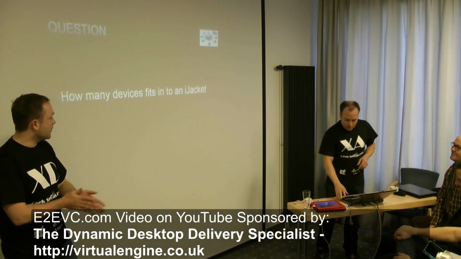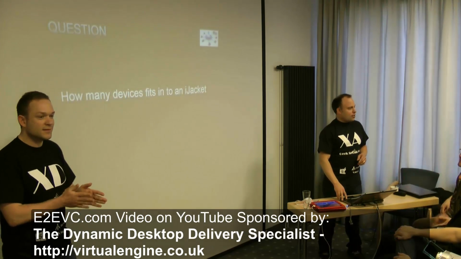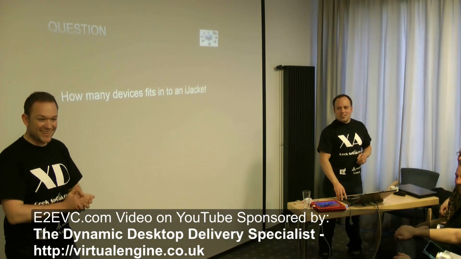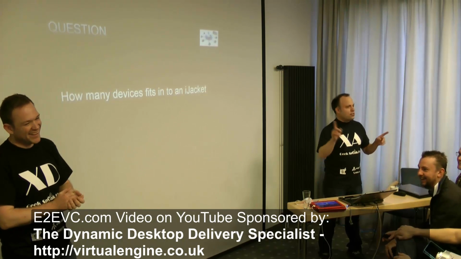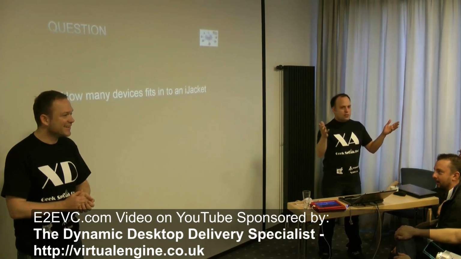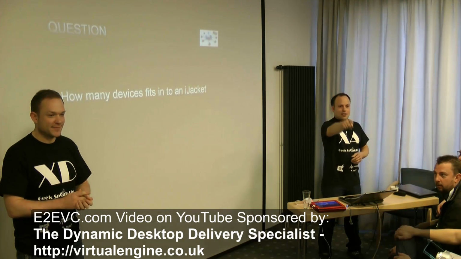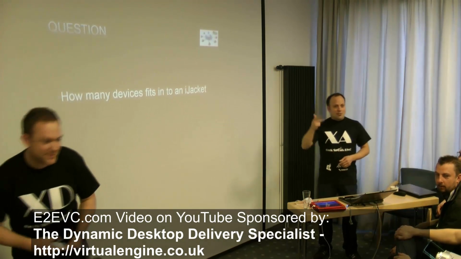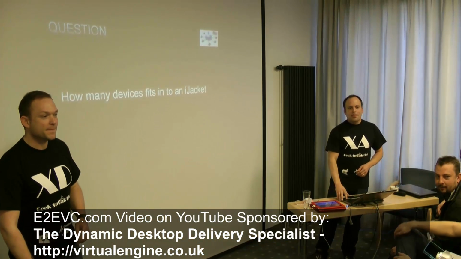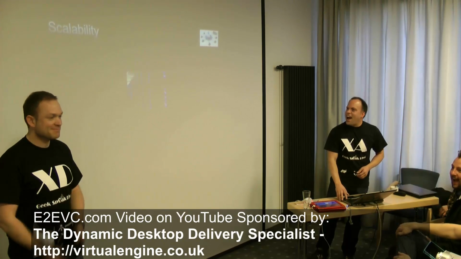How many devices fit into an iJacket? Backwards. With or without the iTie? 6. No, man, 6, but with the iTie, 7. 1, 2, 3, 4, 5. No, it's 6 without the iTie, 7 with the iTie. Yes. This better be Zen App. No, that's Zen Desktop.